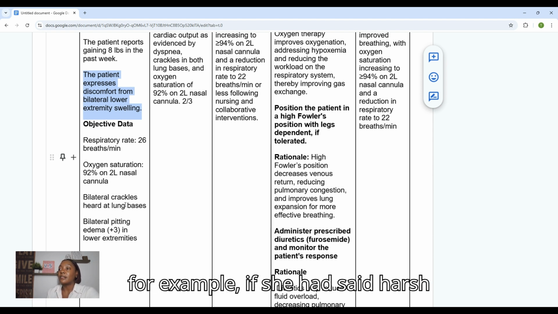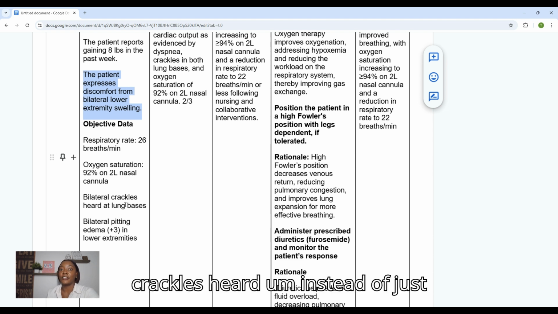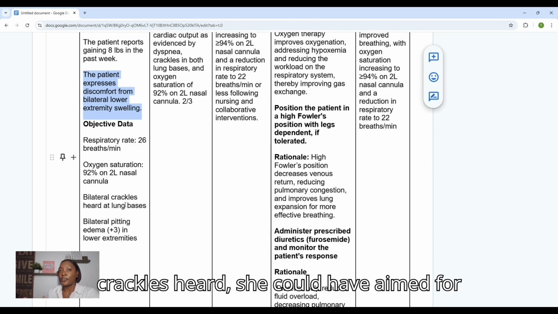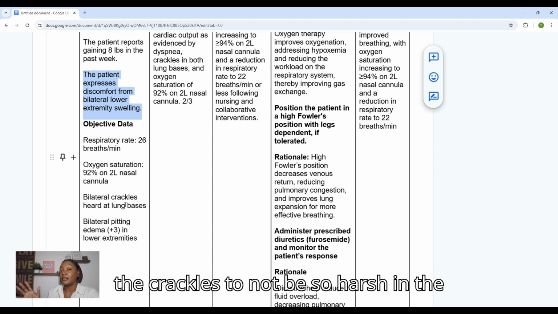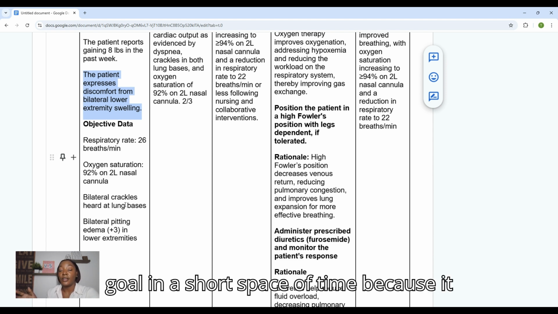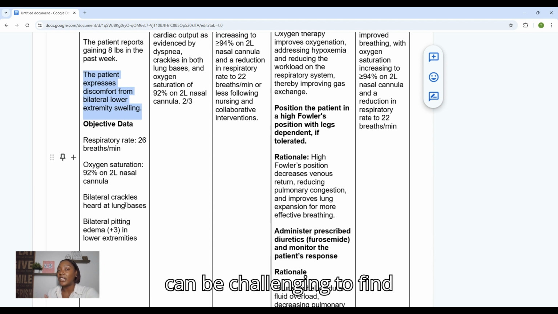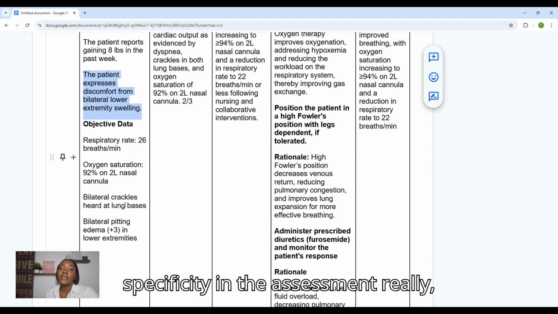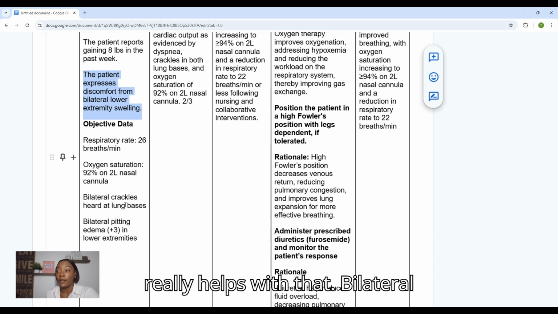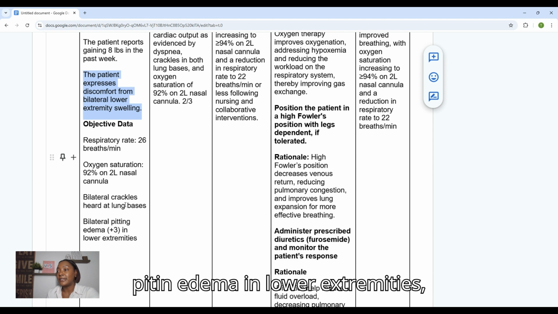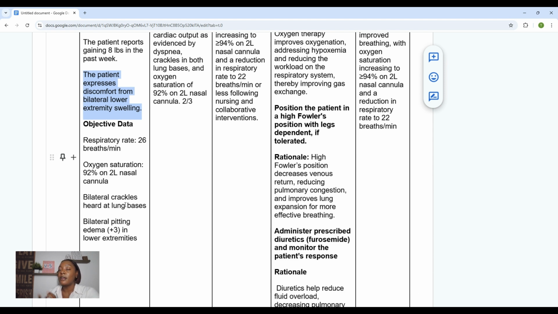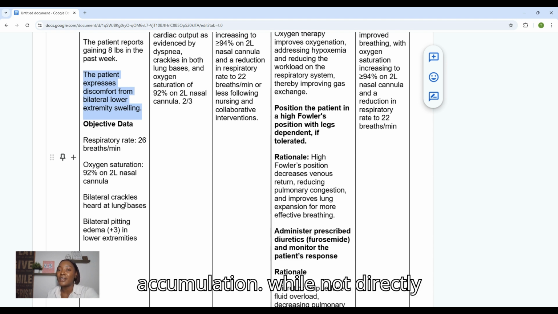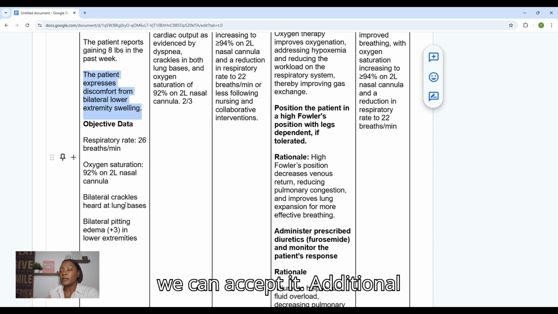So, for example, if she had said harsh crackles heard, instead of just crackles heard, she could have aimed for the crackles to not be so harsh in the goal in a short space of time, because it can be challenging to find short term goals. So, more specificity in the assessment really, really helps with that. Bilateral pitting edema in lower extremities, also proof of fluid accumulation. While not directly related to the lung function, we can accept it.